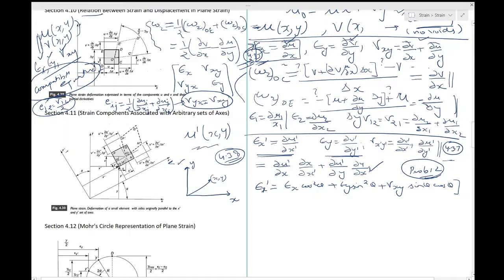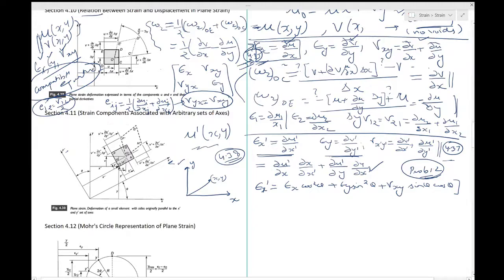So ex dash is equal to ex cos square theta plus ey sin square theta plus gamma xy sin theta cos theta.